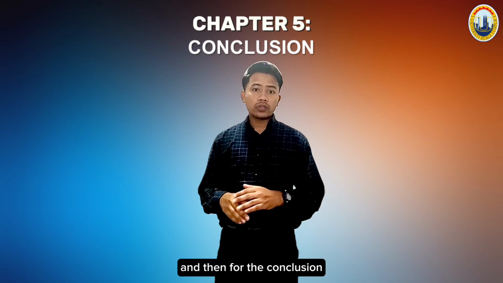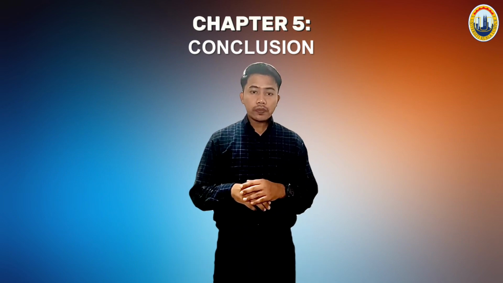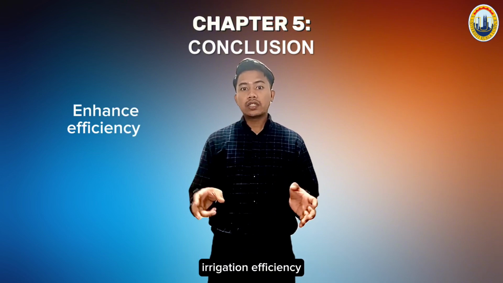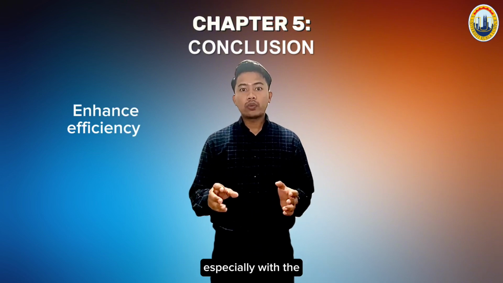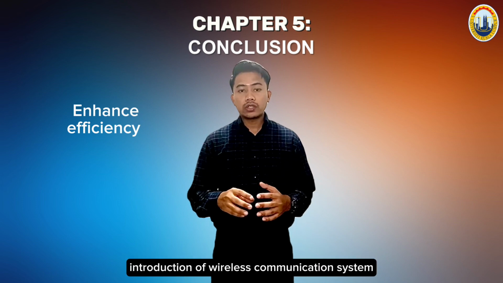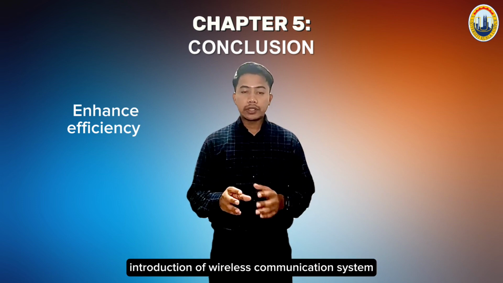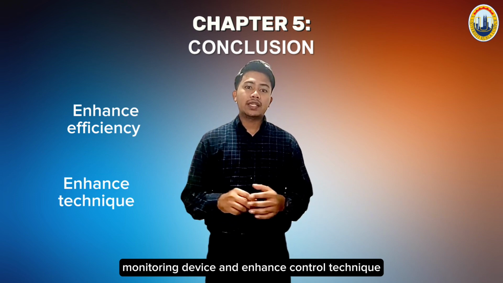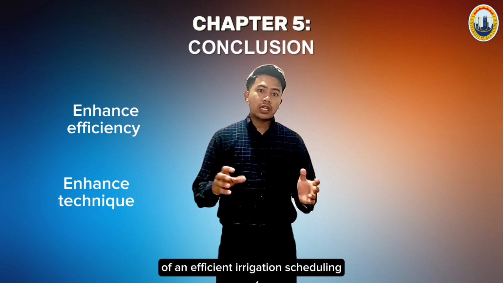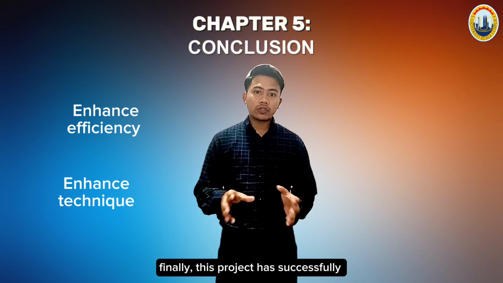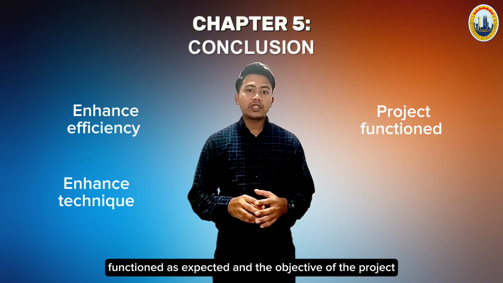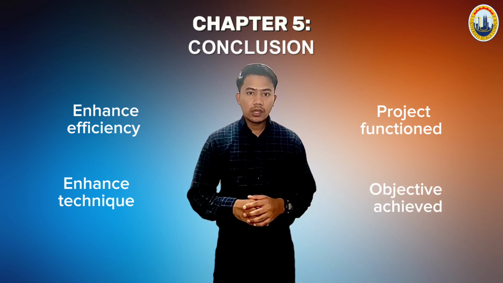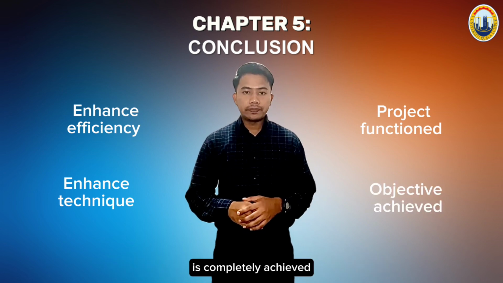And then for the conclusion, the smart irrigation system can enhance irrigation efficiency, especially with the introduction of wireless communication system, monitoring device, and enhanced control technique of the efficient irrigation scheduling. Finally, this project has successfully functioned as expected, and the objectives of the project are completely achieved.